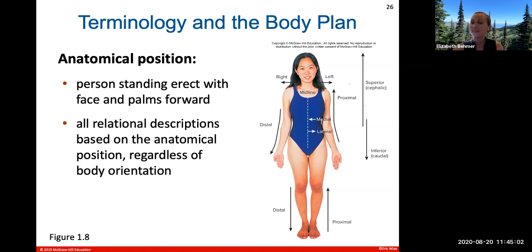So if this woman were face down, if she was lying in a bed, if she was upside down, all these directional terminologies would apply the same according to her anatomical position. So simply put, let's start with her right and left side of the body. Pay attention here. Students always get this mixed up. When we talk about someone's right arm, it's their right arm. So the right arm on that person themselves. The person's left side of the body is on their left side of the body.